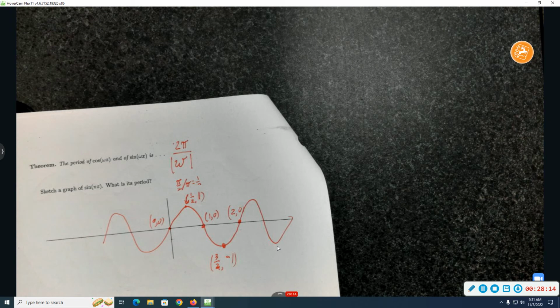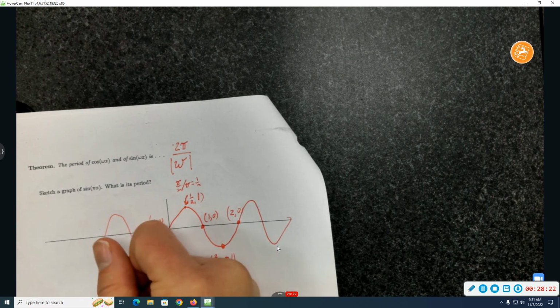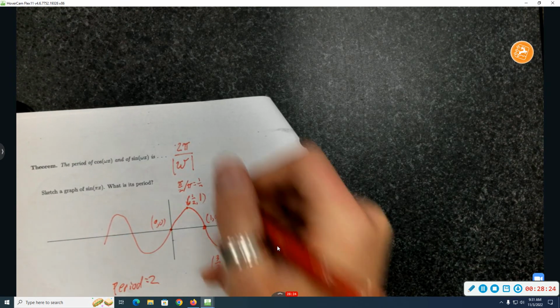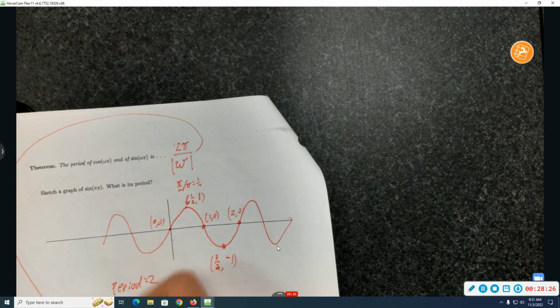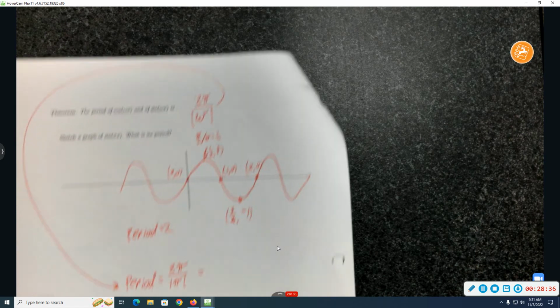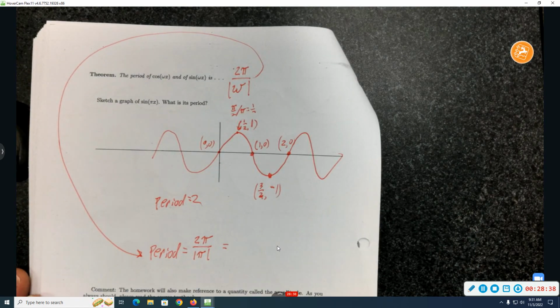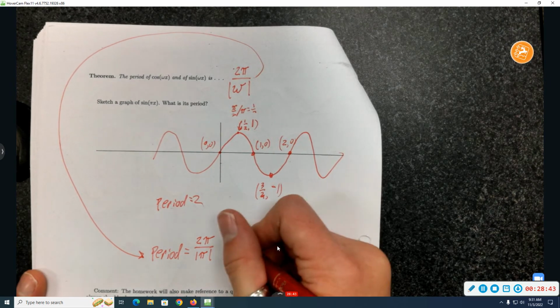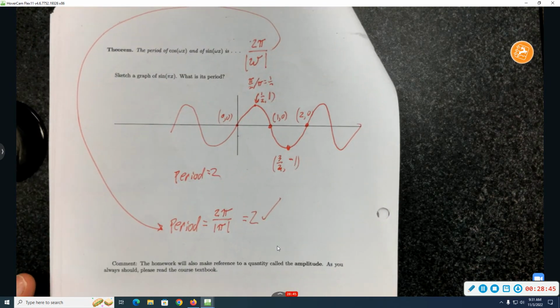Cool. So, by looking at this graph, what's the period of this function? 2. According to this formula, though, it's apparently the period, well, I'm just checking if the formula is correct. That should be 2 pi divided by the absolute value of pi. Does that simplify down to 2? Yeah, the absolute value of pi is still pi. 2 pi over pi is 2. Checks out. Nice. That feel pretty good?